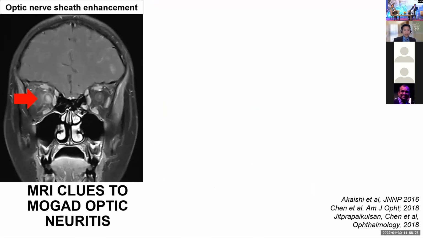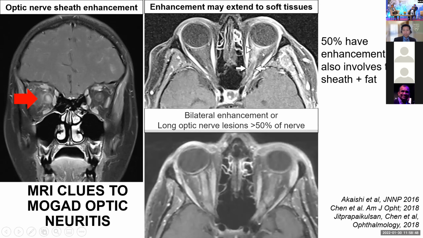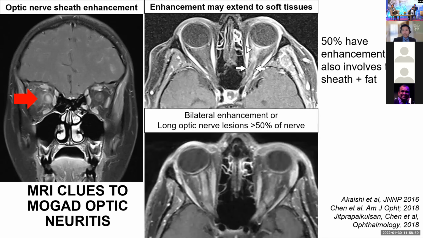We talked about these radiologic clues toward MOGAD optic neuritis. With MOG, you often not only have enhancement of the optic nerve, but you have enhancement of the optic nerve sheath. The enhancement can be so severe, in about 50% of the time, that it spills into the peribulbar fat, which we call perineural enhancement. And oftentimes the enhancement is quite long. It extends down almost the entire portion of the optic nerve.